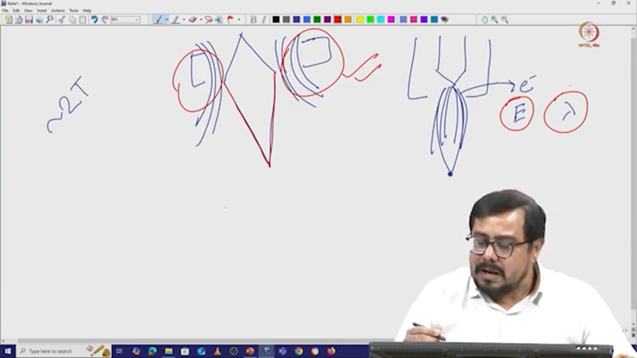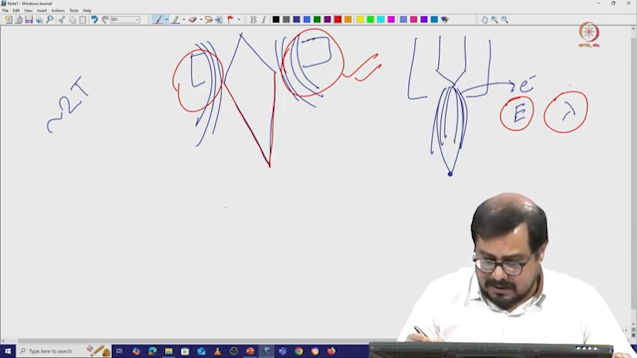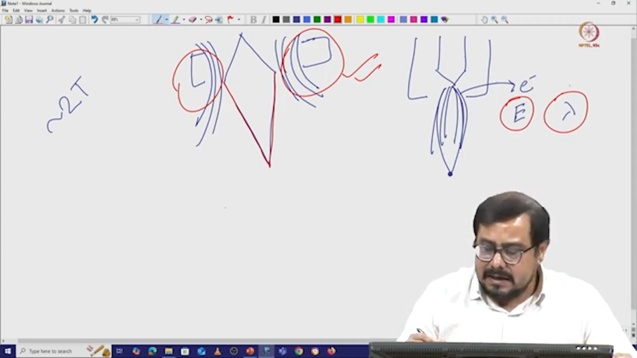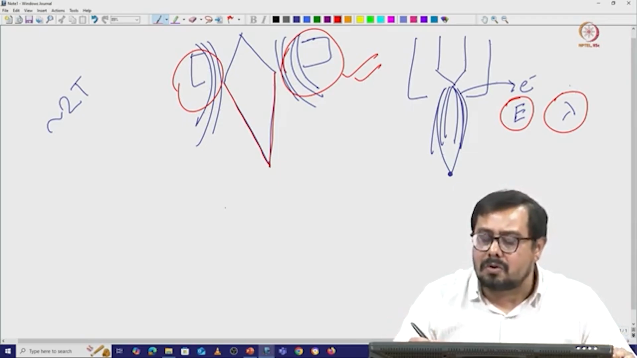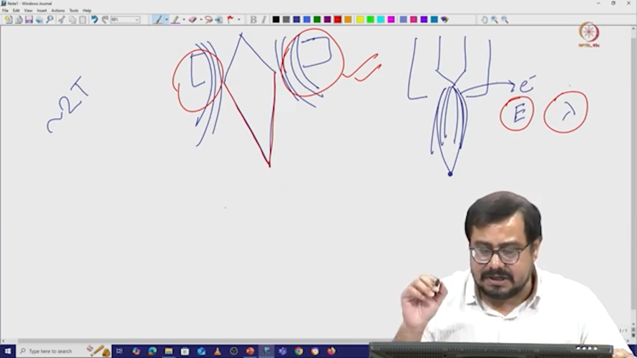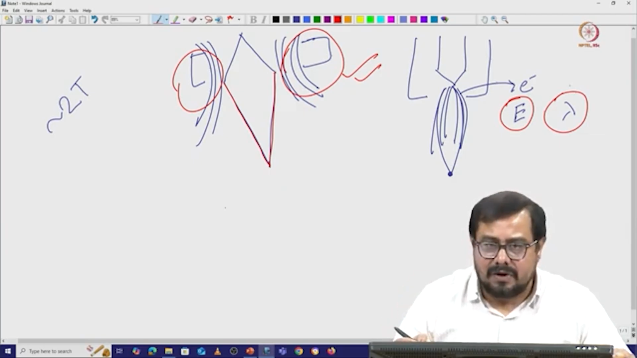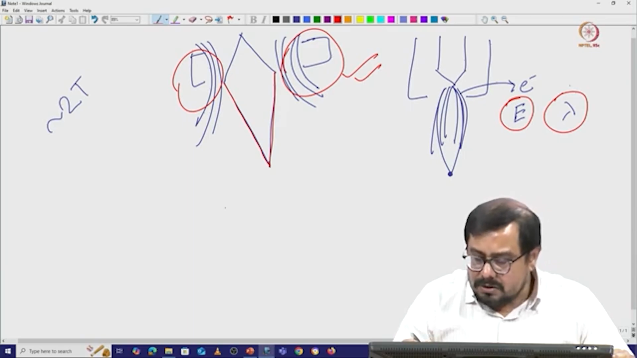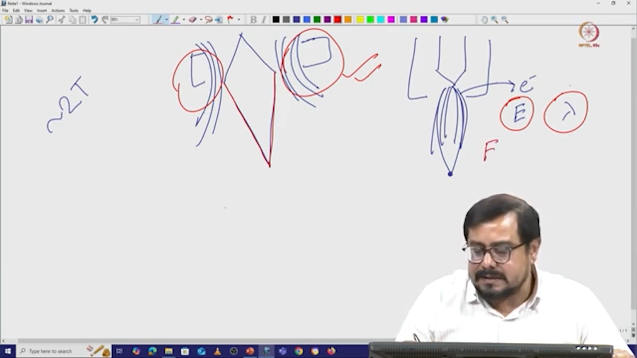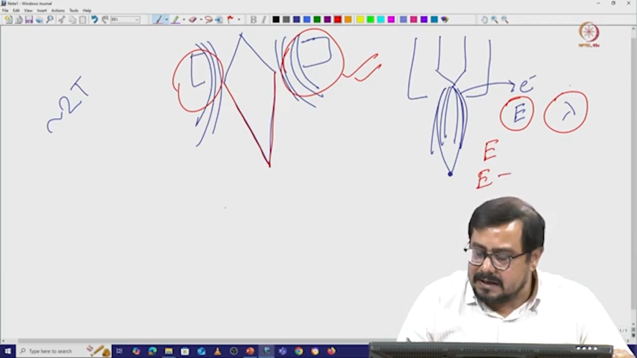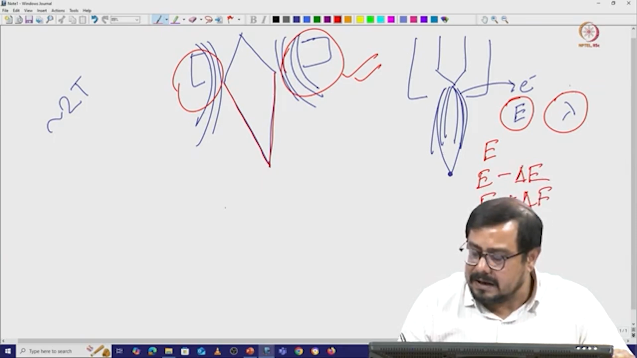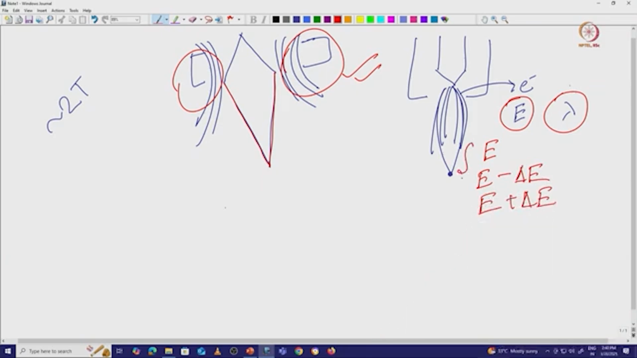But when electrons are coming out from this filament tip, it is a bit difficult to understand that all the electrons are coming at the same speed, same energy and same wavelength. There will be some kind of variation, right? If the electron's energy is E in one case, and in another case it is E minus delta E, or E plus delta E, they are very close to each other, but they do not have the same energy.